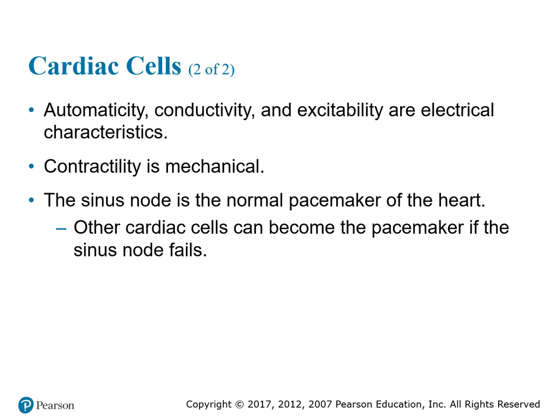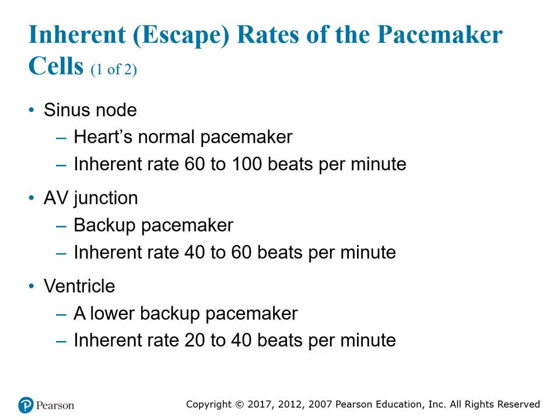Thus, the sinus node is the normal pacemaker of the heart. Other cardiac cells can become the pacemaker if the sinus node happens to fail. So, let's take a look. As you know, the sinus node is your normal pacemaker. It has a heart rate of 60 to 100 beats per minute, which is what any normal heart is supposed to be. When you take your pulse rate, it is supposed to be anywhere from 60 to 100 beats per minute.